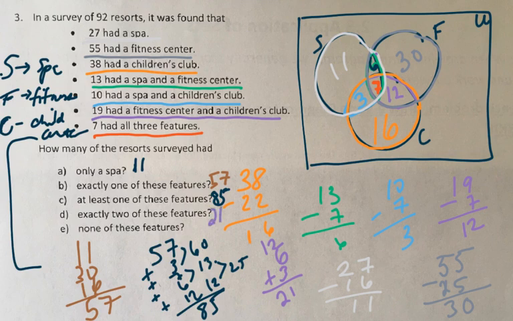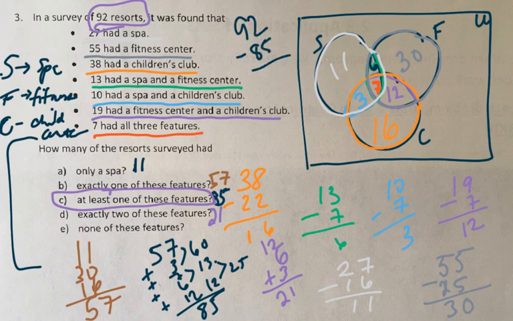And then based on our answer for part C, how many had at least one of these features? That tells us everything that's contained in those sets. So therefore, since we know how many have at least one of those features, and we know the total that we started with, if I take the total, 92, minus the 85 that have at least one of the features, then we end up finding out how many have none of the features. So that gives us 7. 7 resorts had none of the features.